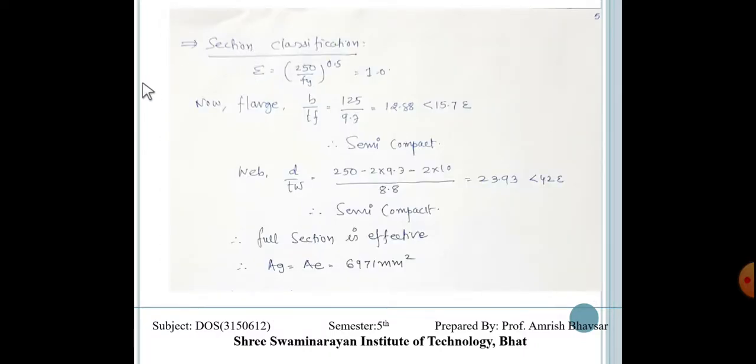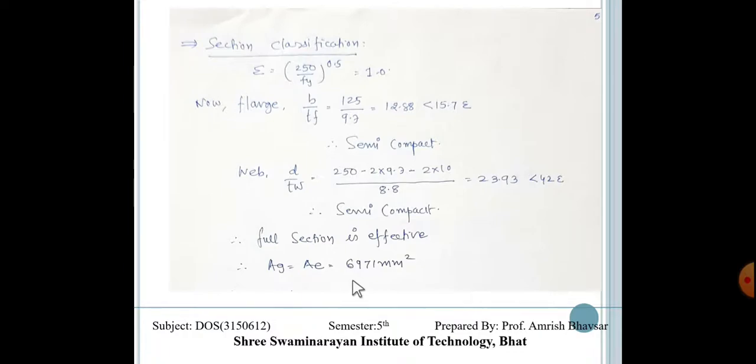Now section classification, where first we have to find out the epsilon. So it is 1 over here. Flange is equal to b upon tf, that is 125/9, so it is less than 15.7. So the flange is semi-compact. Now web d upon tw, that is 250 minus 2 into 9.7 minus 2 into 10, so it is 8.8, which is less than 42 epsilon. So again it is semi-compact, so our whole section lies in semi-compact.